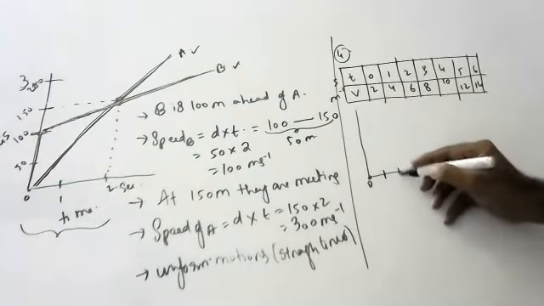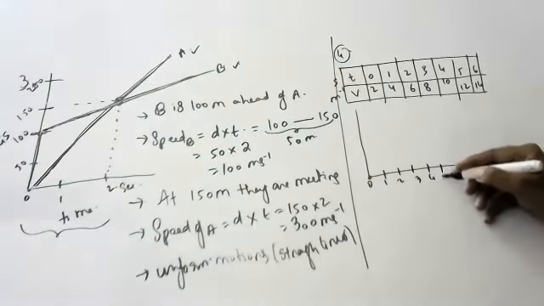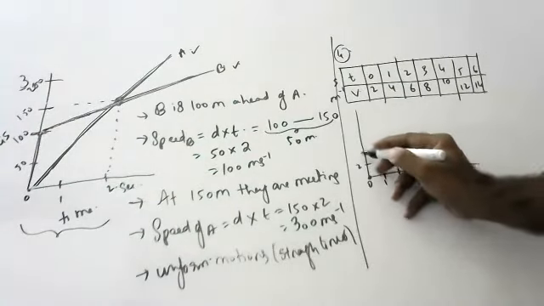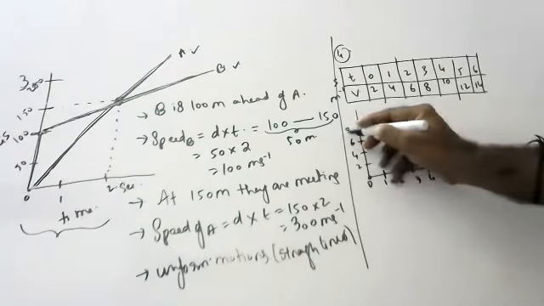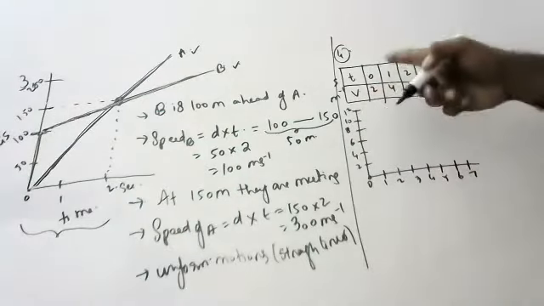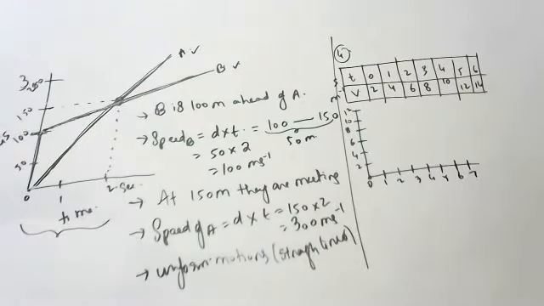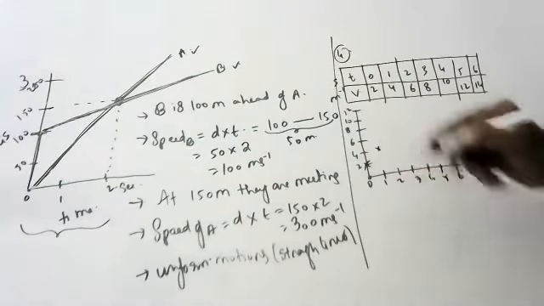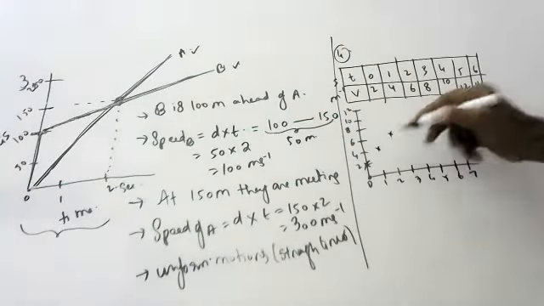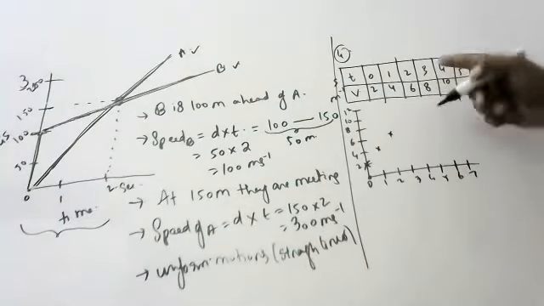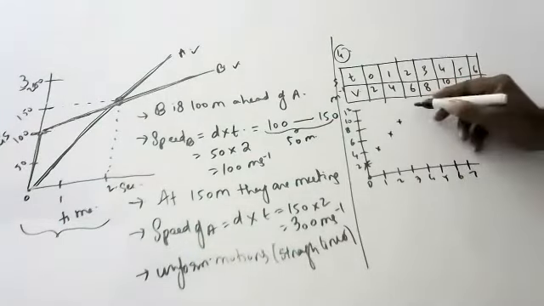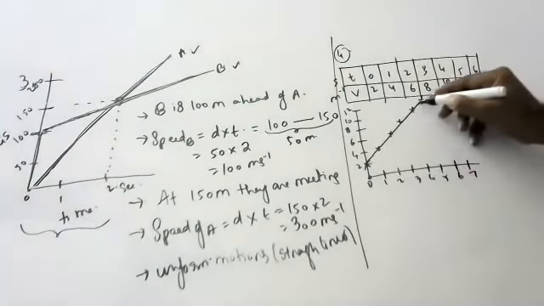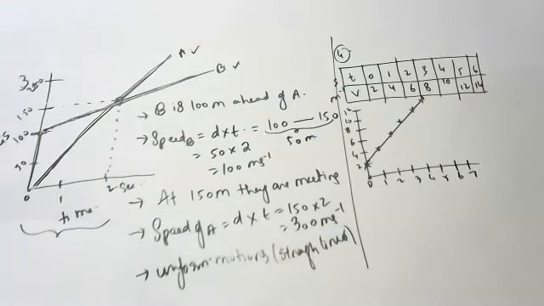0, 1, 2, 3, 4, 5, 6, 7, like that. Here, each block is 2, 4, 6, 8, 10, 12. First one is (0, 2), here. Second one is (1, 4). Third one is (2, 6). The fourth one is (3, 8). Next (4, 10), next (5, 12), next (6, 14). So like this it is coming, children. This is the graph.